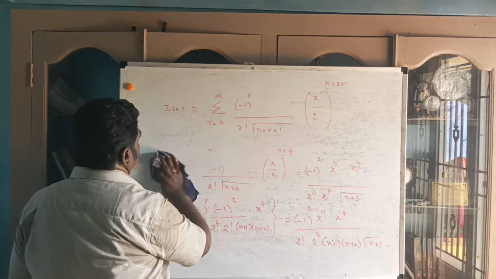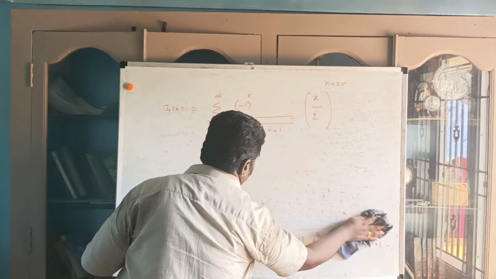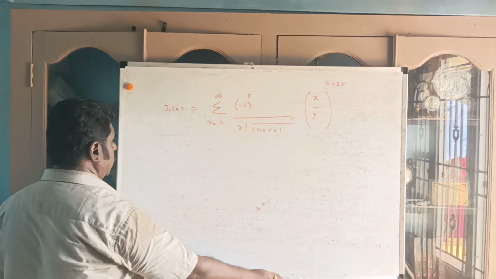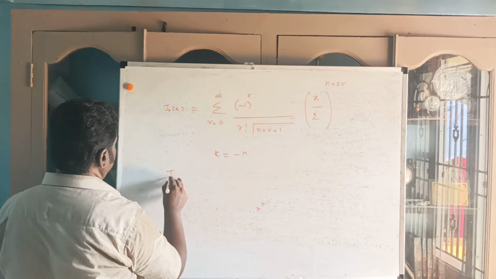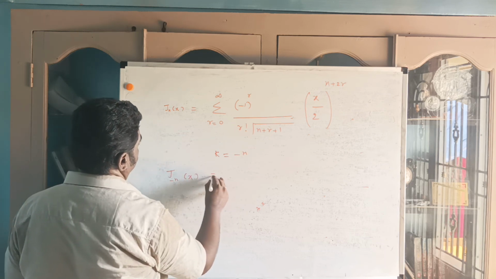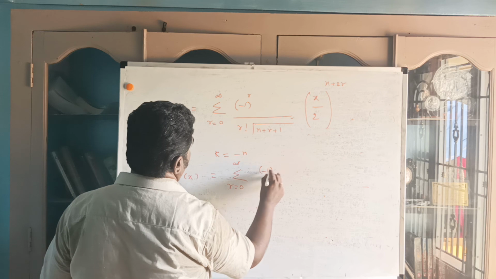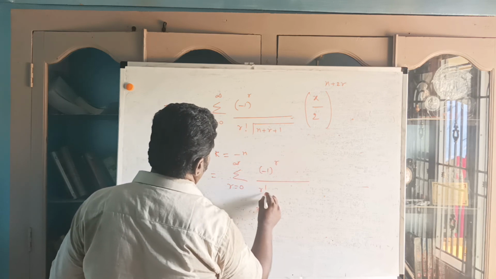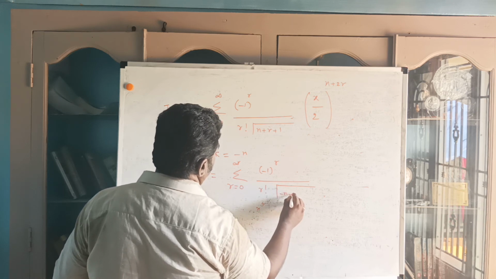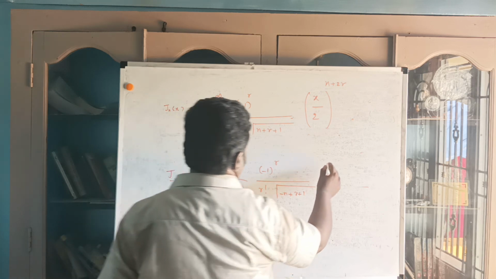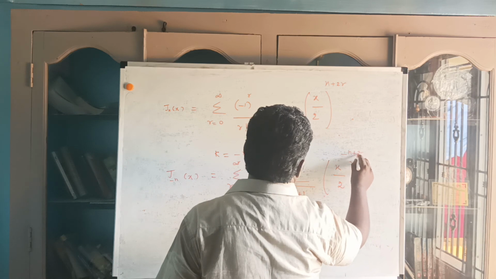Suppose the value of k equal to minus n, that is another root we have proved already. If the value of k equal to minus n, we can get the value of J minus n of x as summation over r equal to 0 to infinity of minus 1 power r divided by r factorial, gamma of minus n plus r plus 1, into x by 2 entire power minus n plus 2r.